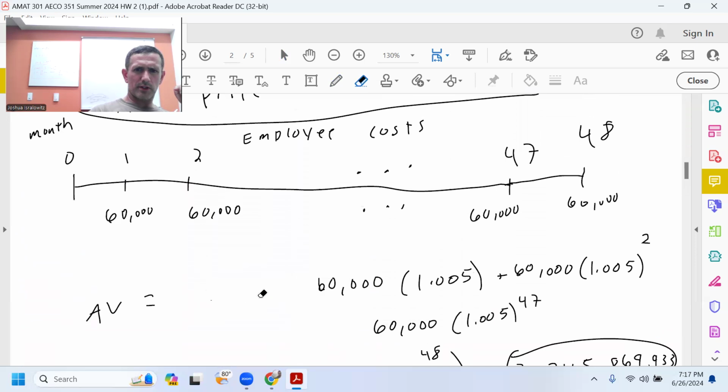So keep my sanity here. Let's do it like this. Let's work backwards. So let's discount this first one by 1.005. Again, I'm taking present value of everything. This 60,000 discounted by 2 months. This is by 3 months. And finally, the last one is by 48 months.